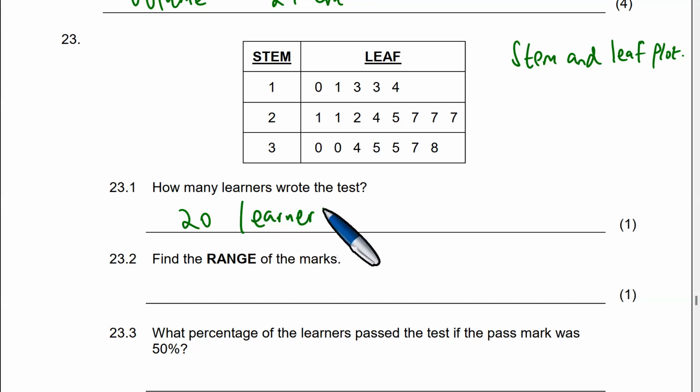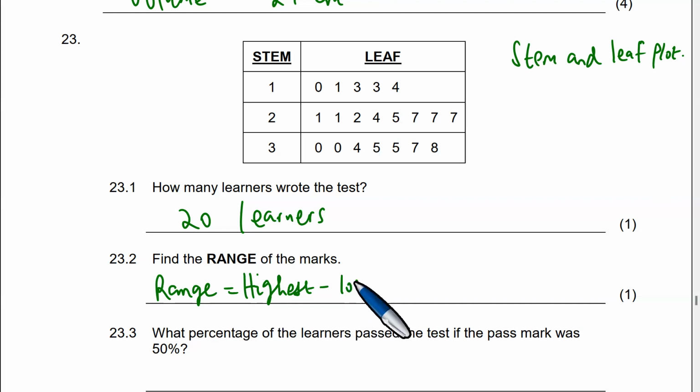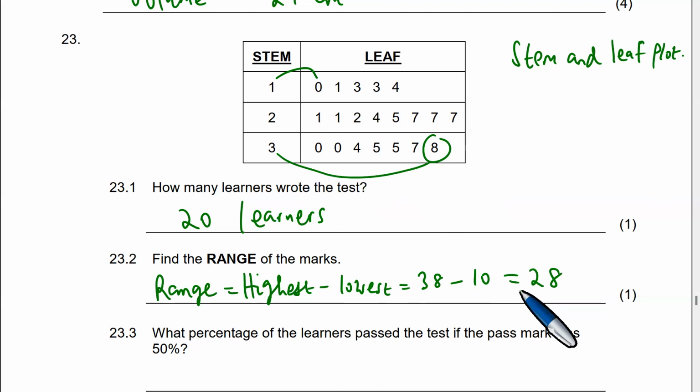Any question? 20 learners wrote the test. Find the range of the marks. What is the range of the marks, Lindsay? Range means the highest mark minus the lowest mark. The highest is 38. The lowest is 10. And the difference is 28. Well done, that's correct.